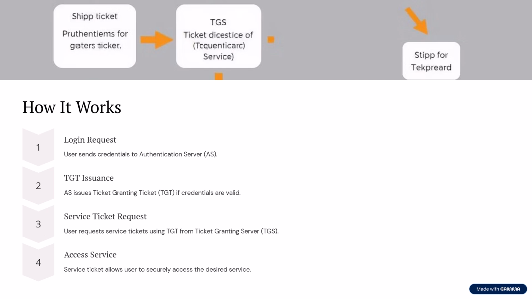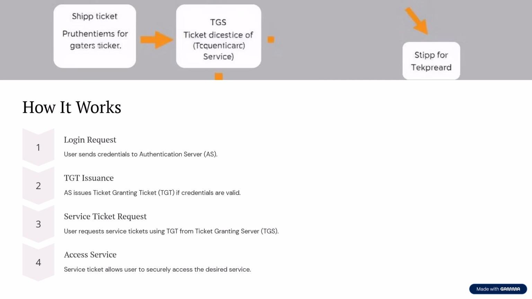When a user wants to access the network, they first send their username to the authentication server. Second, ticket granting ticket. The authentication server checks the user's identity. If everything is correct, it sends back a special encrypted ticket called the TGT. This ticket proves the user is authenticated without sending the password again.